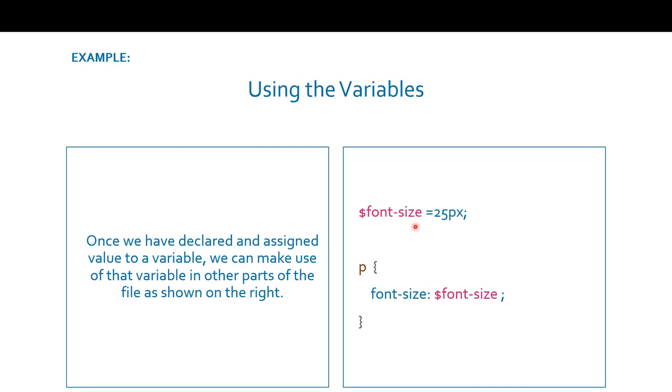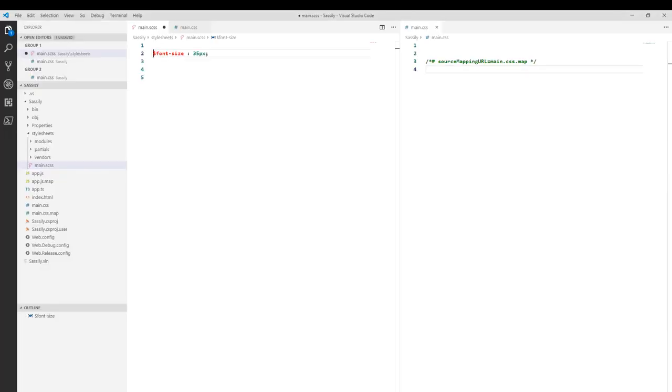Then how do you make use of variables? Once we've declared our variable, we can make use of it in other parts of our application as shown here. So let me just show you some practical aspect of it. Let's just say we have this font size. Let me just show you how it works. So this is the font size.